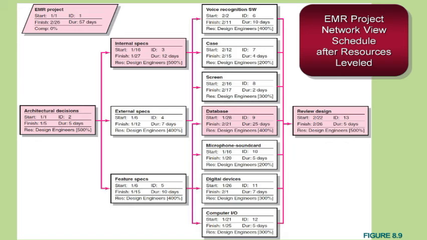The result you can see here in the project network. We went from a 45-day project to a 57-day project. We went from having the critical path be architectural decisions, feature specs, database, review design, to now architectural decisions, internal specs, database, then review design. So you can see we had a change in the critical path. We didn't add any additional critical paths as a result of this scheduling problem, but we did add a significant number of days. In this case, we added 12 more days to the project.